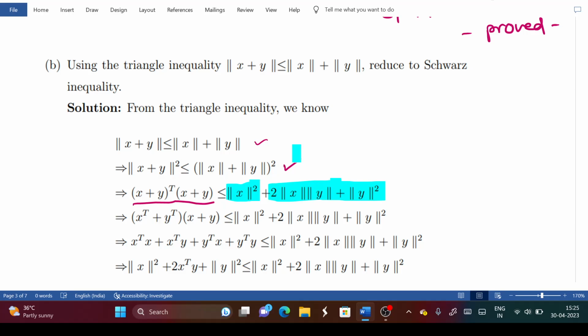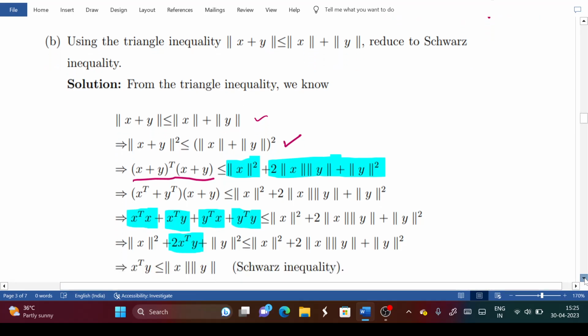Now that implies what? This implies that the transpose is taken inside and it is simplified. Finally, what we are getting? X transpose x, x transpose y, y transpose x, y transpose y. Here, as x transpose y is equal to y transpose x, this I can write as 2 into x transpose y.